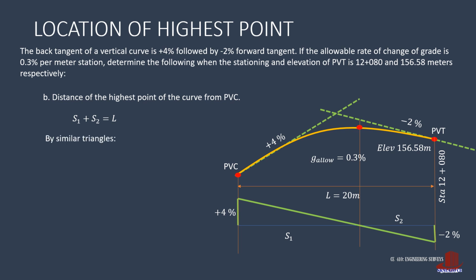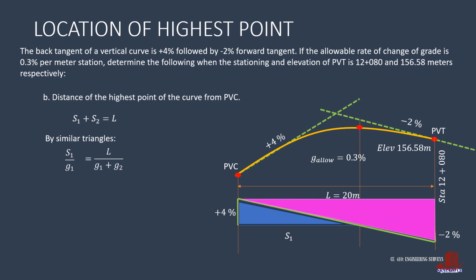Then, taking similar triangles, we take the small triangle which includes S1. That is, S1 is to G1. And then equate this with the bigger triangle. Why do we equate it with the whole length? It is because we are avoiding placing S2 into the computation. The ratio from the bigger triangle is L is to the added gradients G1 plus G2.